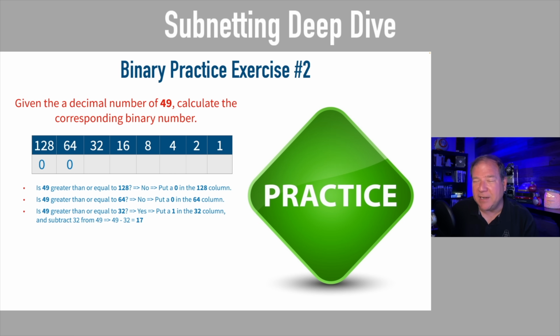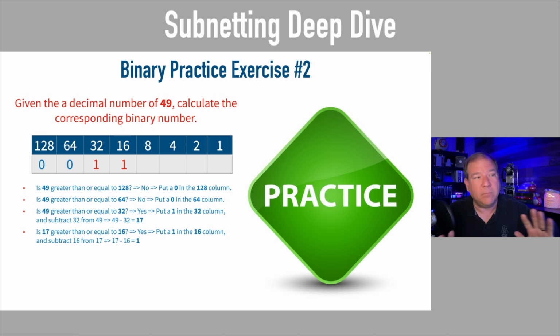The difference is 17. Now we're dealing with a number of 17. So we put a 1 in the 32 column, and we take our 17 and we say, is 17 greater than or equal to 16? Yes, it is. So we put a 1 in that column and find the difference. The difference is 1. Now, you could, at this point, continue on with that series of questions. You could say, is 1 greater than or equal to 8, to 4, to 2? But you might make a leap in logic right now and realize you've only got a 1. The answer is going to be no for those next 3 columns.